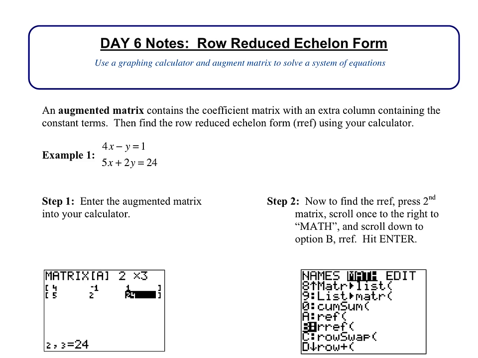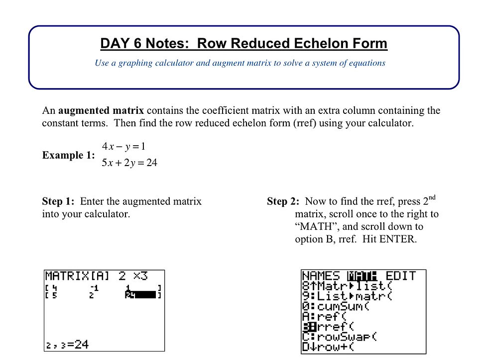The first thing we're going to talk about is what an augmented matrix is, and it contains the coefficient matrix, so that should be something familiar to you. It's the numbers in front of the variables, but it's going to have an extra column that includes the constants. So once you write your augmented matrix, then you're going to use your calculator to find the row reduced echelon form. Let's go ahead and do that for the example that's given here.